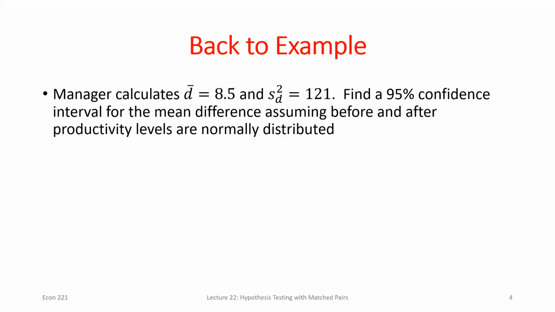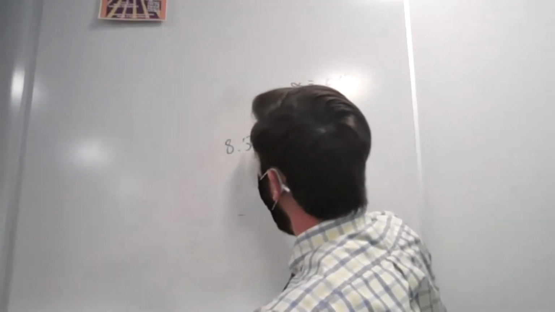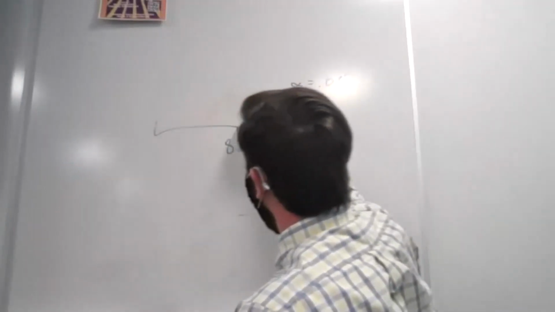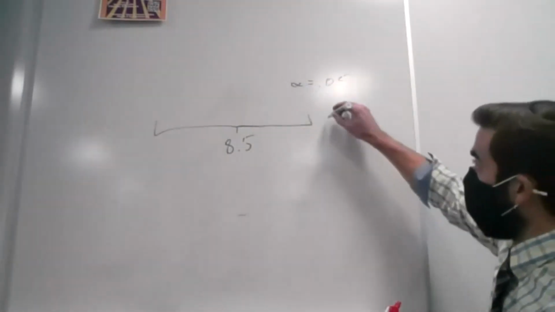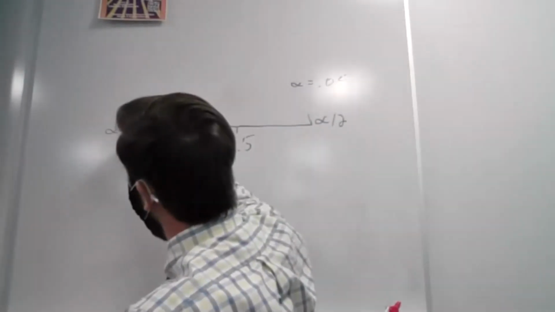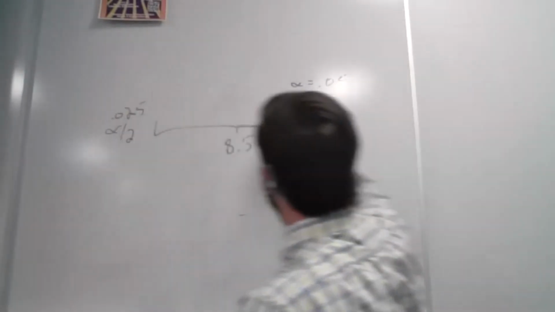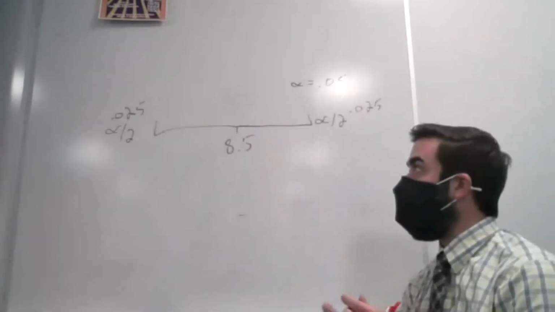Okay, so I found a sample difference of 8.5. I'm going to build my confidence interval around that such that alpha is outside of the interval, or half of alpha is on each side. So I want 0.025 in each side of my interval, or each tail.